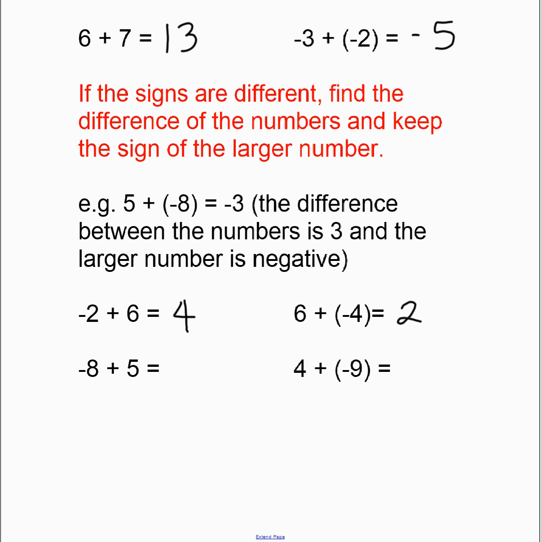Or think in terms of the difference between 6 and 4 is 2, and 6 is the bigger number, so it'll be +2. So -8 plus 5, the difference between them is 3. The bigger number is negative, so it's going to be -3. Or think in terms of the number line, you're at -8, and you add 5. You move to the right 5. This one, you're at 4, and you're adding -9. And remember, when you add a negative, you're moving to the left on the number line. Or if that doesn't work, think in terms of the difference between 4 and 9 is 5, so this one will be -5.